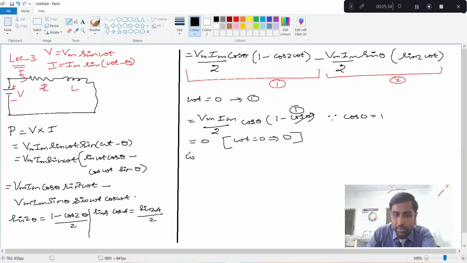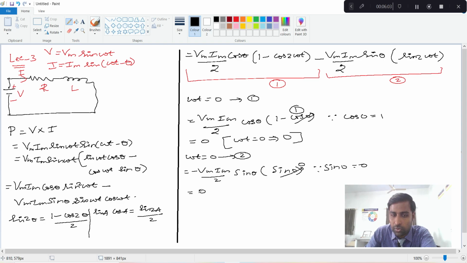Next I am just going to substitute omega t is equal to 0 in the second term. That is nothing but minus Vm Im by 2 sin theta in bracket sin 2 omega t. So what is that? Sin 2 into 0 will give you sin 0, and sin 0 will be 0. So the whole term becomes 0.